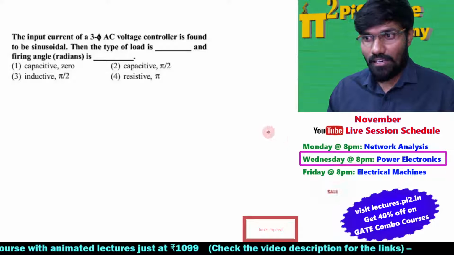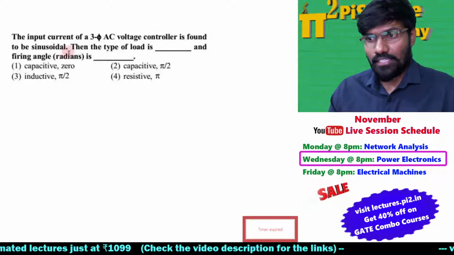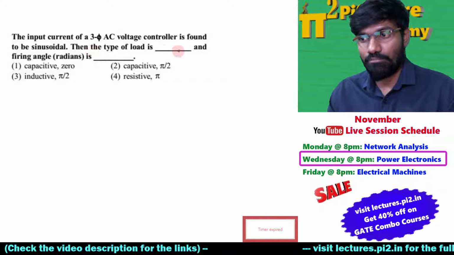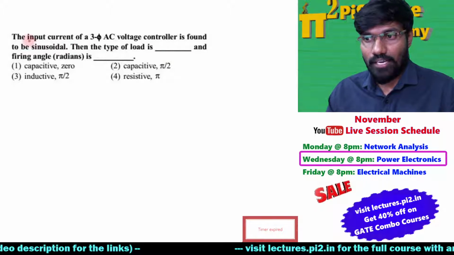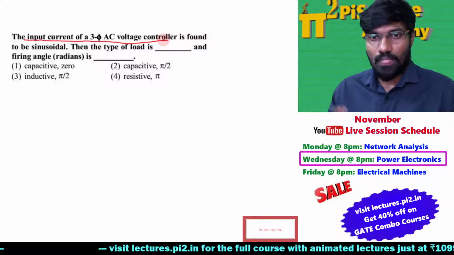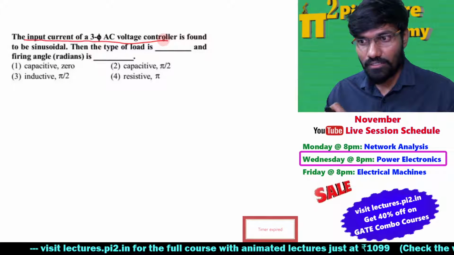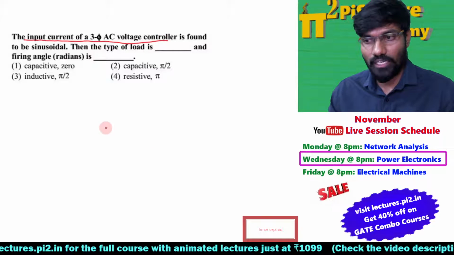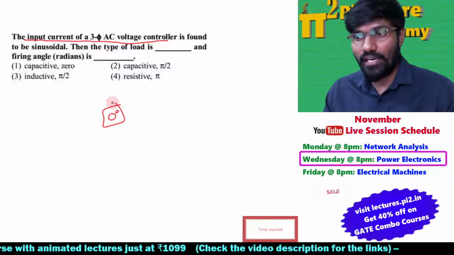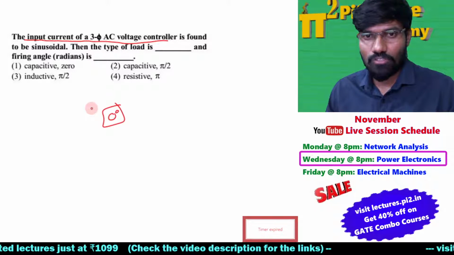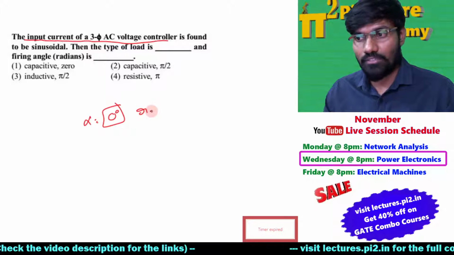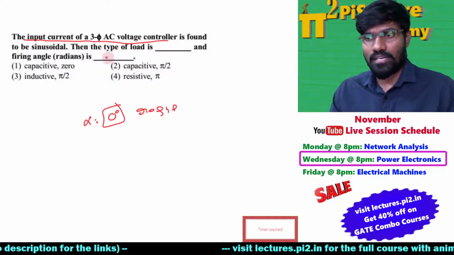Anyways, time's up. Let me answer this. The input current of a three-phase AC voltage regulator is found to be sinusoidal. Then the type of load is? Input current is sinusoidal. That is possible only if you have a resistive load at 0 degrees, no firing, just like a diode case. Alpha is 0 degrees, resistive load, then the input will be sinusoidal, and the output current also will be sinusoidal.